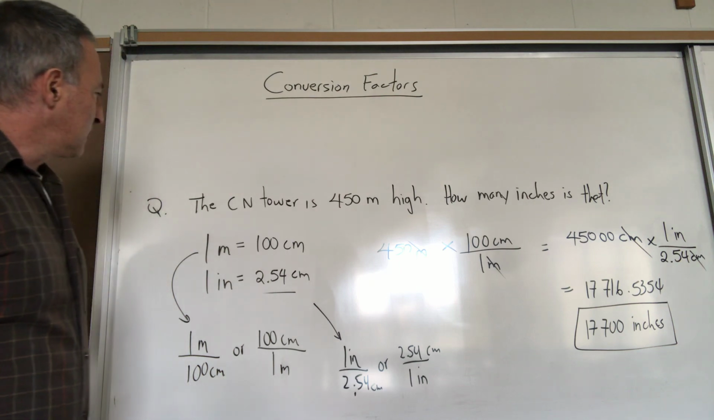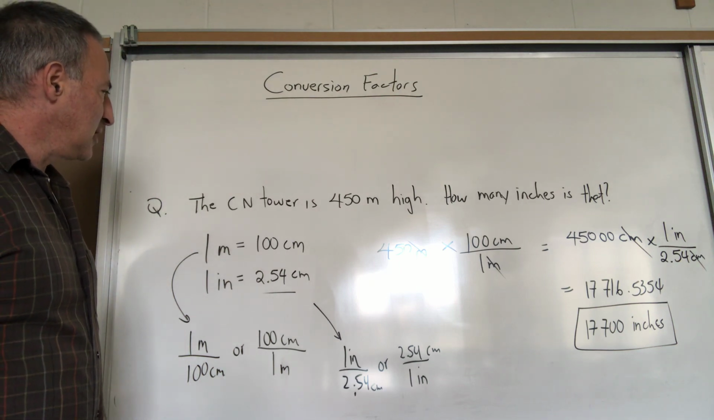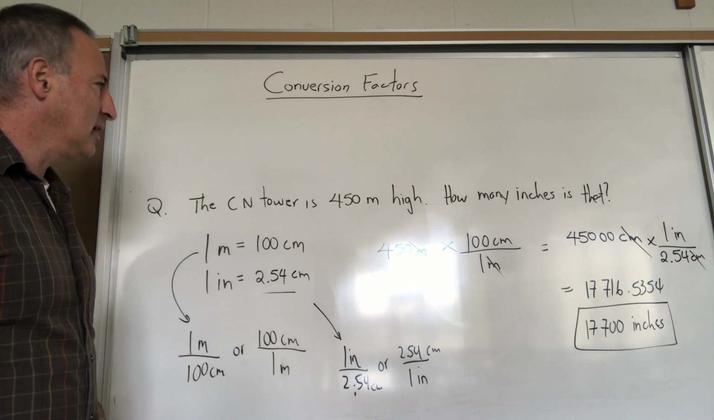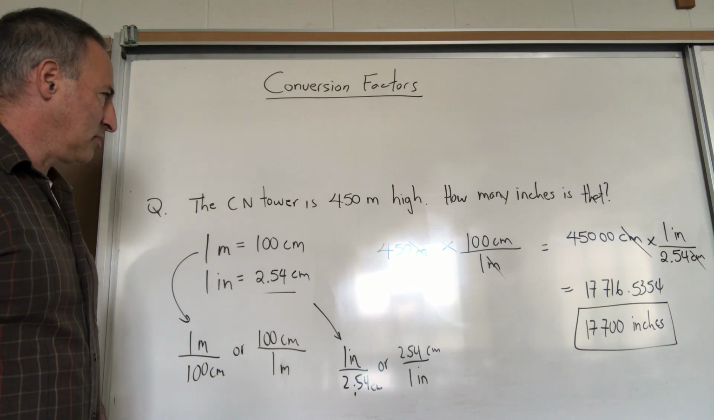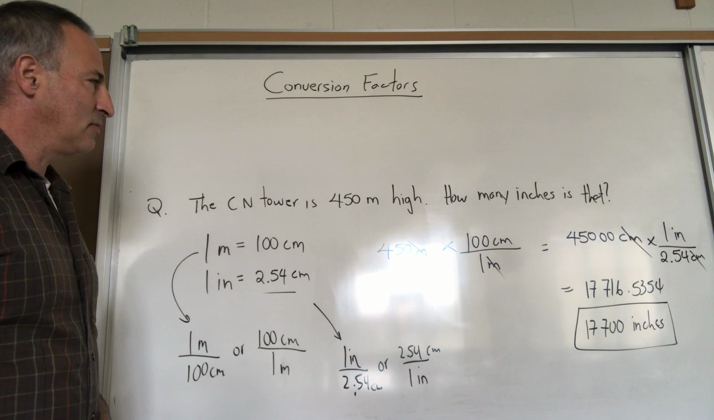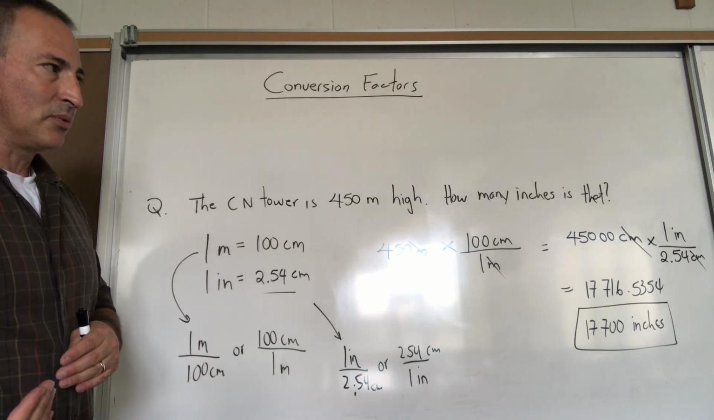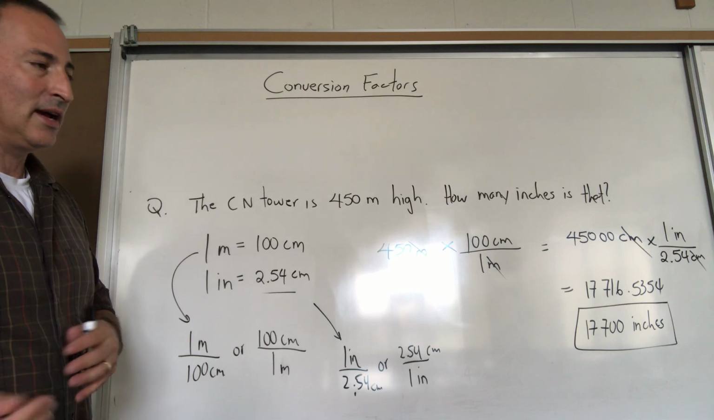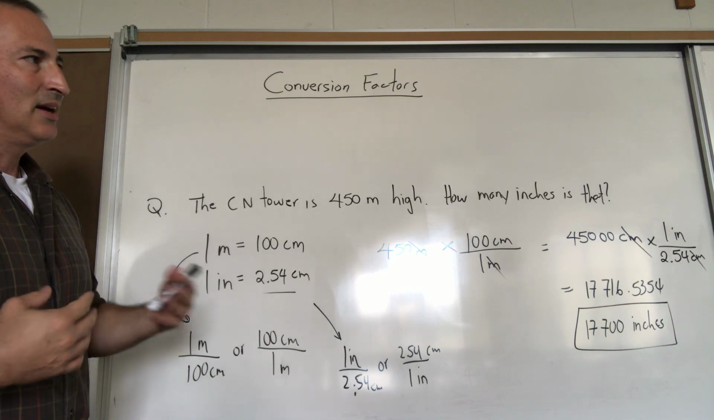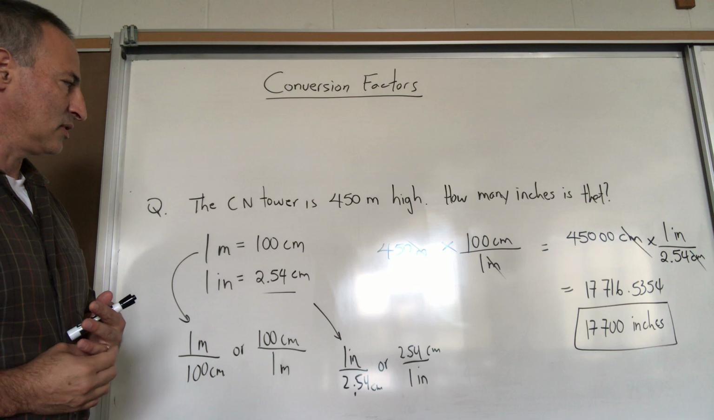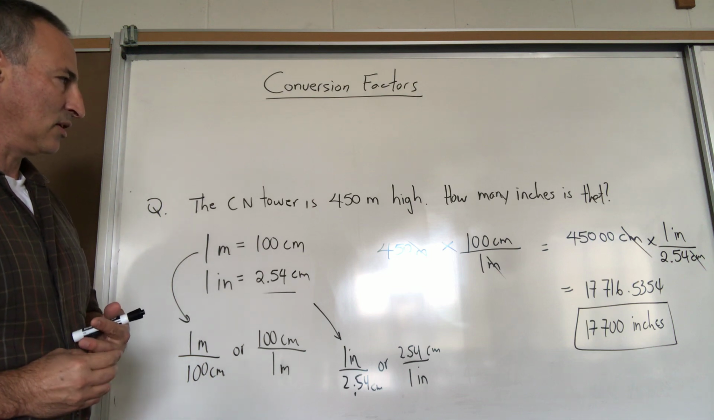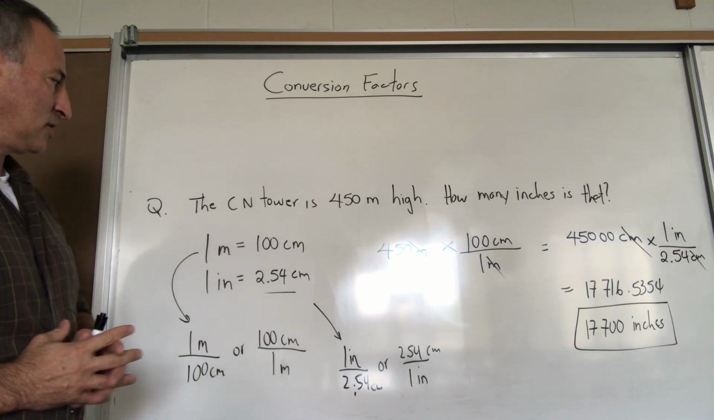Okay, so the question I asked here is: the CN Tower is 450 meters high. How many inches is that? So I'm going to show you how to set up conversion factors so that you can go from one type of unit to another, which comes in very handy in physics and chemistry and anything where you involve the conversion of one unit to another and you're exchanging information.